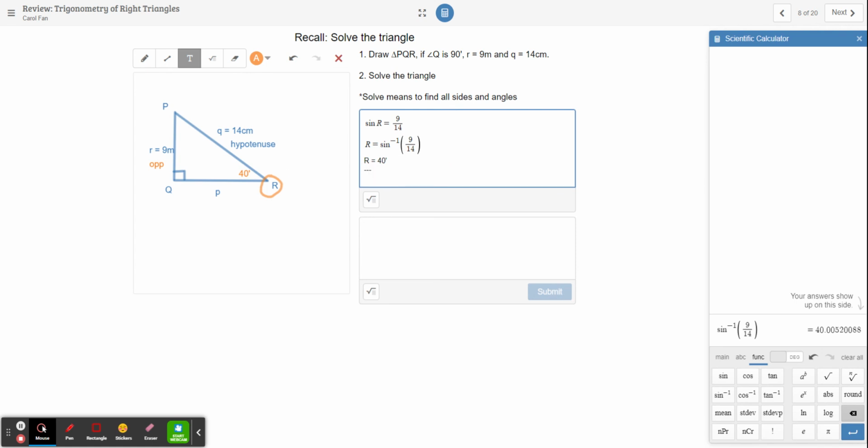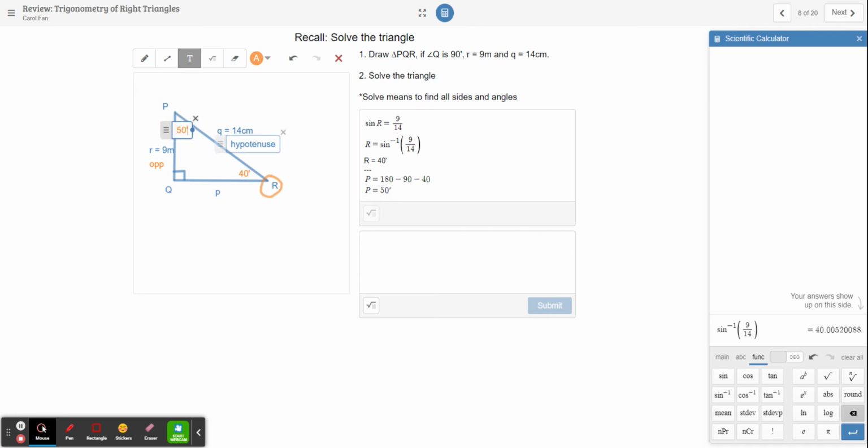Okay, since we know that this will add up to 180, I could say that angle P is equal to 180 minus 90 minus 40. And so we have P is equal to 50 degrees. Now our last side is p. We could either use Pythagorean relation or we could use a trig ratio to solve. It doesn't matter which one. It all depends on what you prefer.